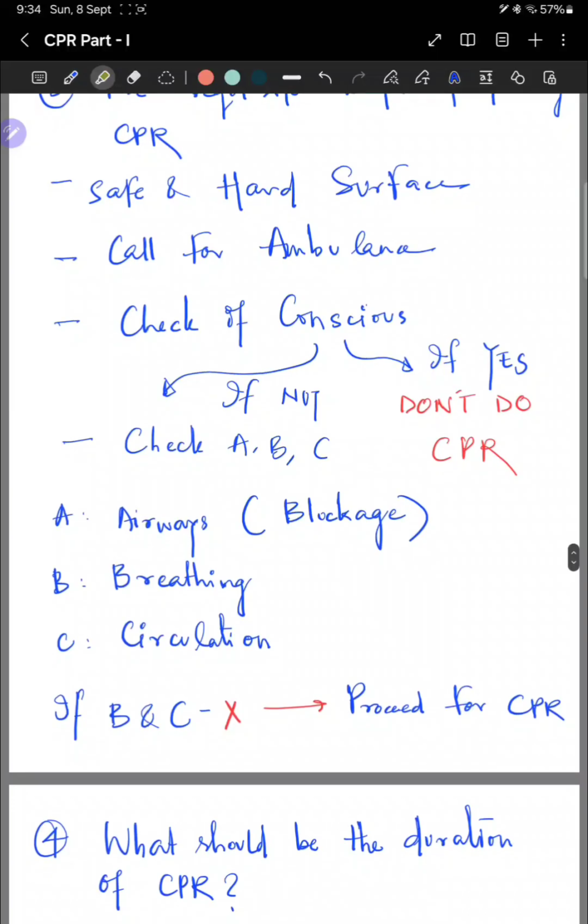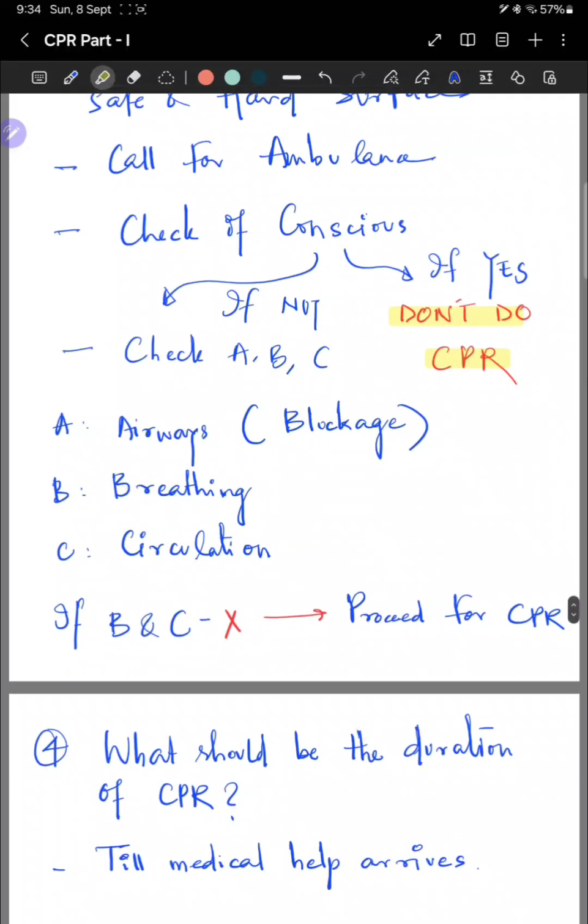Then the person giving the CPR should check for consciousness. If the person is conscious, then do not perform CPR. If the person is not conscious, then check for ABC. A stands for airways. See if the airway is blocked by food, tongue, or by vomit. If it is blocked, clear it before proceeding for CPR.